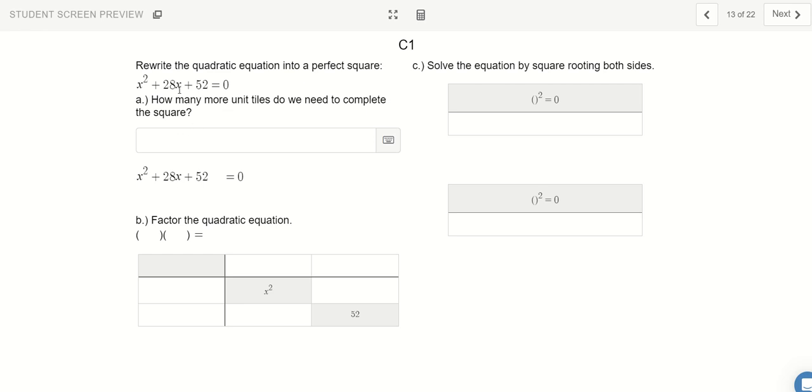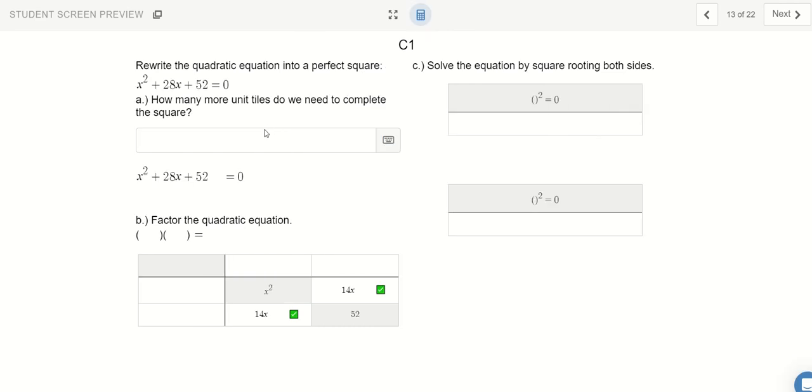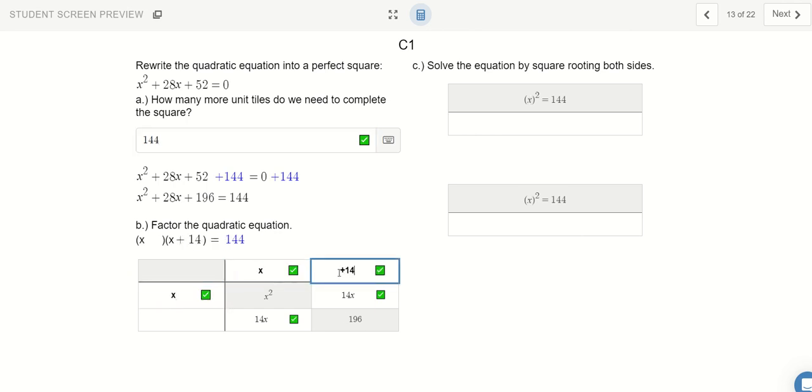So let's see. Here we can split this into 14x and 14x. And we know that 14 by 14 is 196. But we only have 52. So we actually are going to need 144 more. So notice if I add 144 more to both sides, I'll have the 196 that I want to complete my square. And I can factor this into x plus 14 and x plus 14.